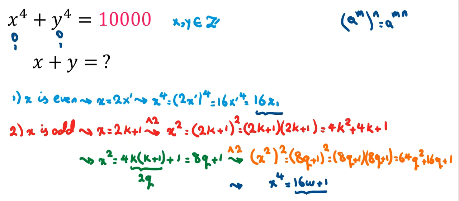And if you want to calculate the remainder of 10,000 when divided by 16, if you prime factorize 10,000, it's 2 to the 4 times 5 to the 4. So it is a multiple of 16. So we don't reach any contradiction. But if you want to reach 0, the only possible case is 0, 0. So x and y, both of them should be even, because when they are even, the remainder of x to the 4 when divided by 16 is 0.